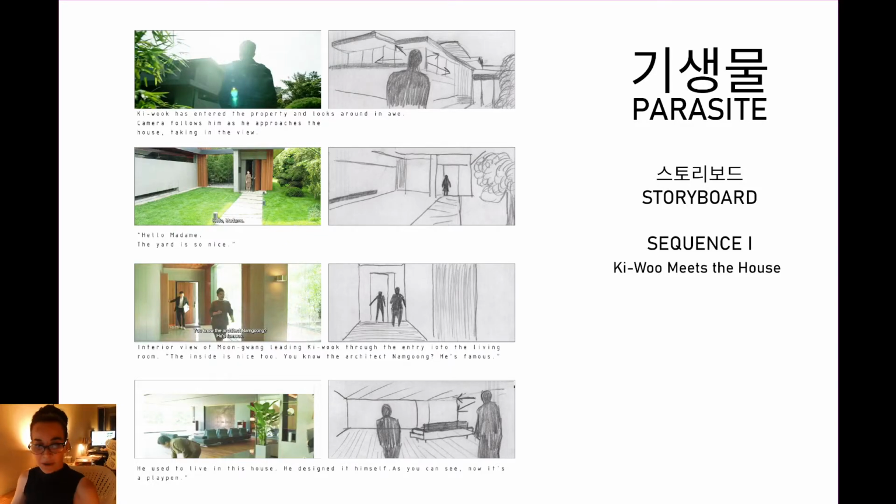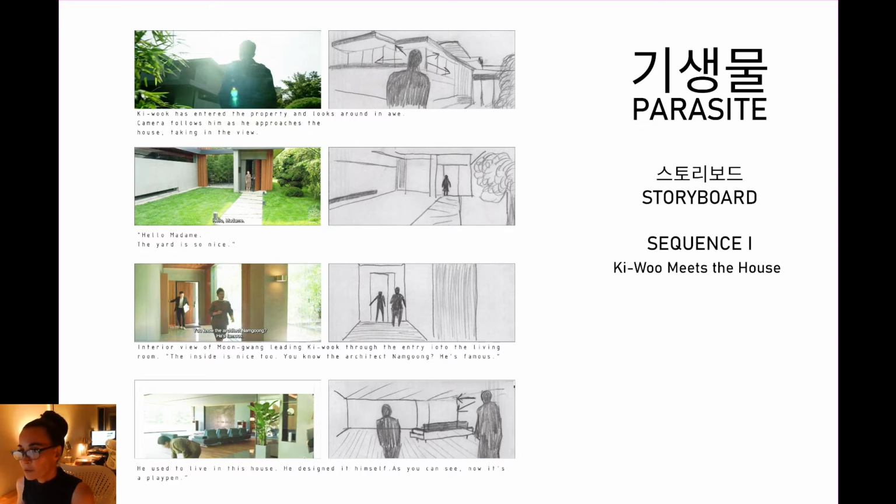Hi, my name's Lucy Taylor, and the film I chose for Meet Cute Project is Parasite by Bong Joon-ho. I chose this film because architecture plays such a big role in the plot. Even the fictional architect of the house, Nam-goon, is mentioned with reverence several times.